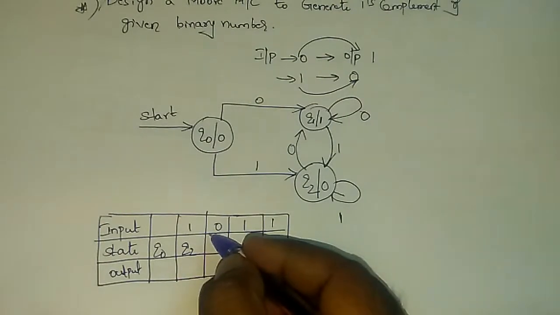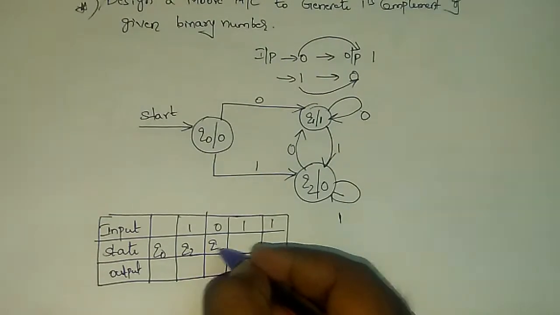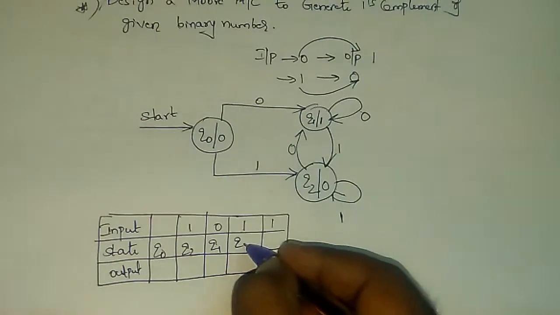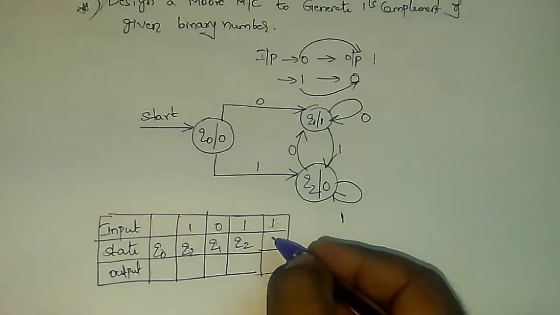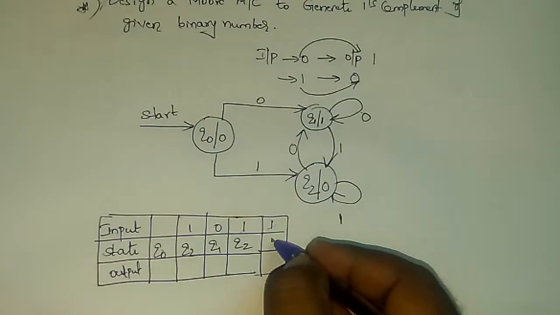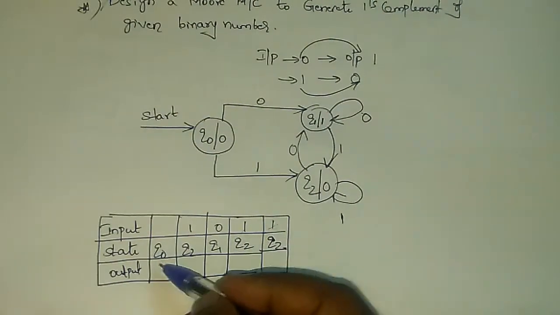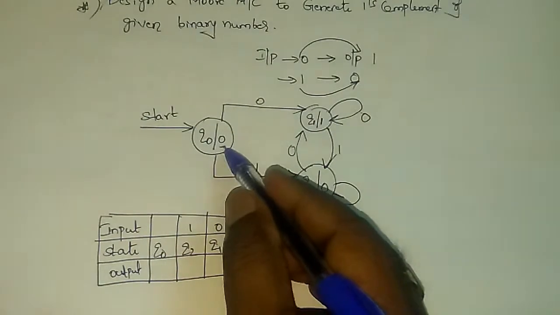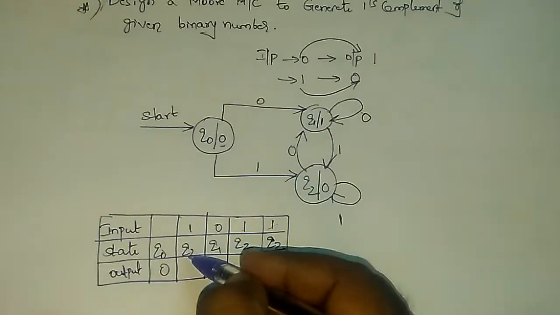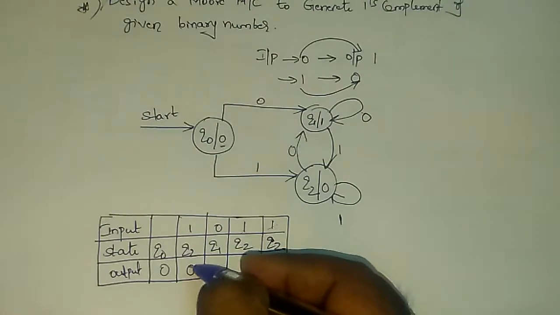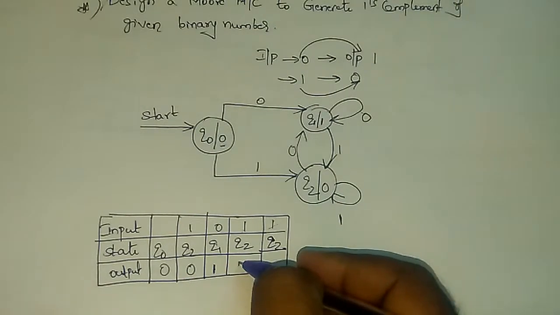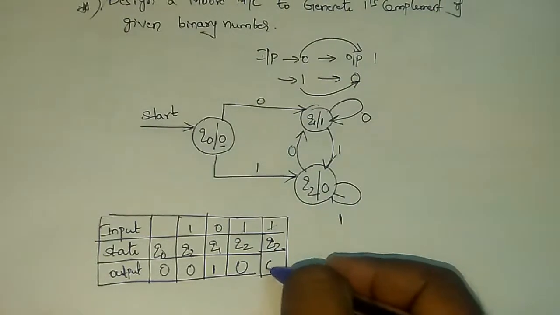Q2 on 0, where am I going? Q1. Q1 on 1, where am I going? Q2. Q2 on 1, where am I going? Q2 itself, right? So for Q0 the output is 0, so 0. The output for Q2 is 0. The output for Q1 is 1. The output for Q2 is 0. The output for Q2 is 0.